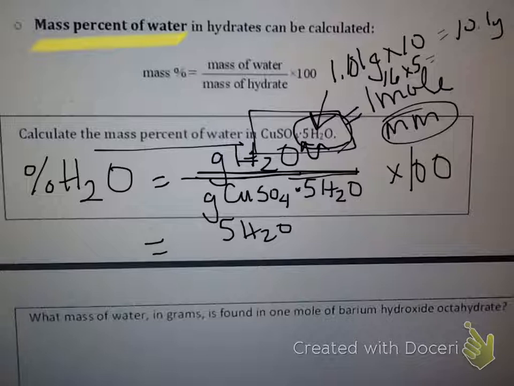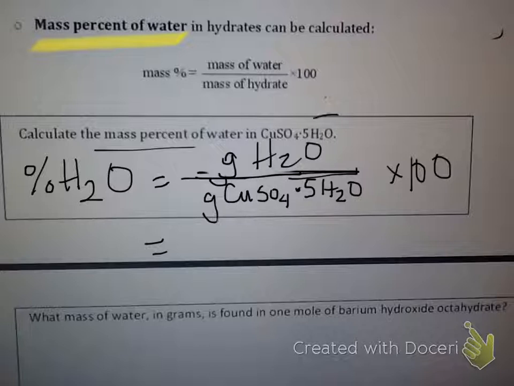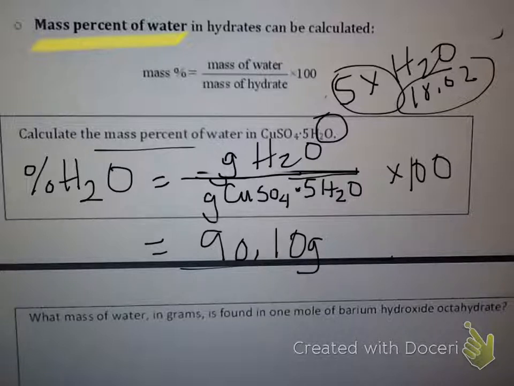Water, by the way, is 18.02. You could also do it that way. One molecule of water is 2.02 plus 16.02. So you could say that one molecule of water is 18.02 grams per mole from the periodic table. So 5 times the molecular weight of water, 18.02 times 5 waters, is 90.10 grams of water in that entire hydrate.